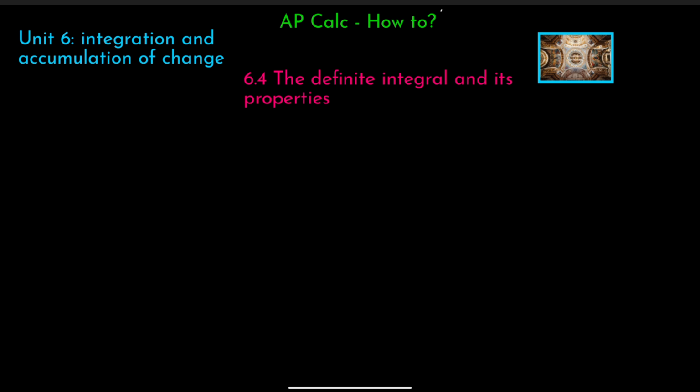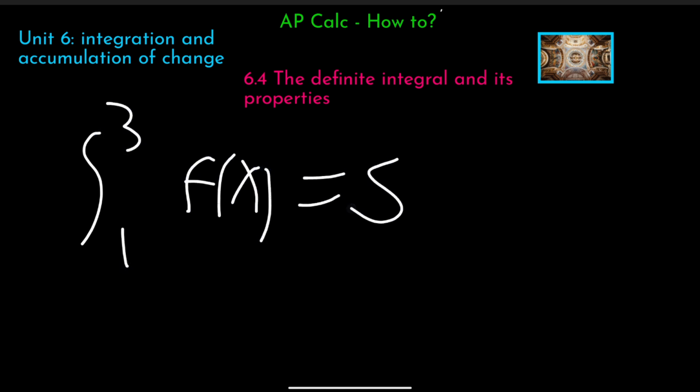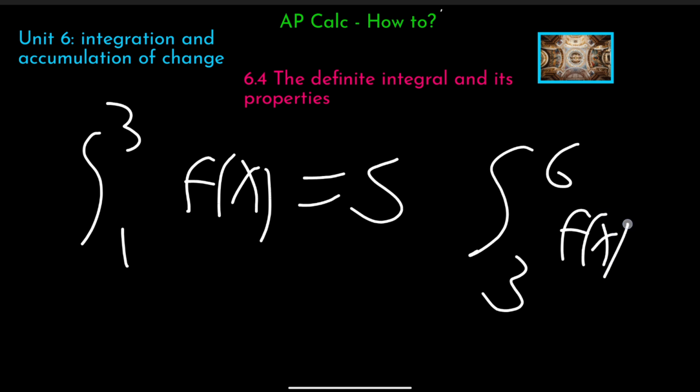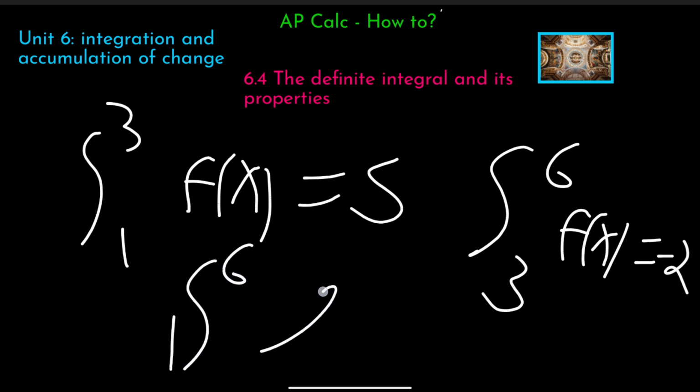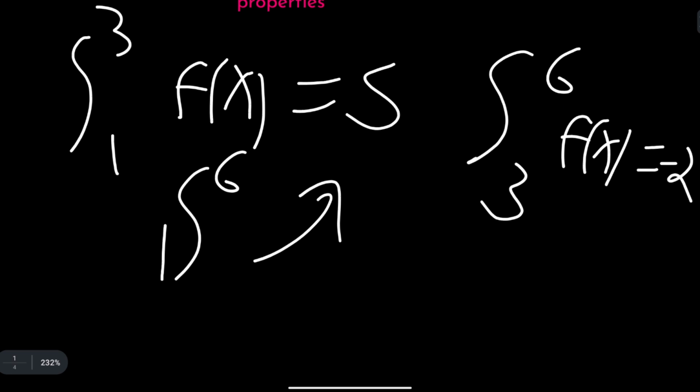Example number 2. If you're given that the integral from 1 to 3 of f of x is 5, as well as the integral from 3 to 6 of f of x equals -2, and then you want to find the integral from 1 to 6, you can just add these. If you add them, it'll be 3 net area 3.